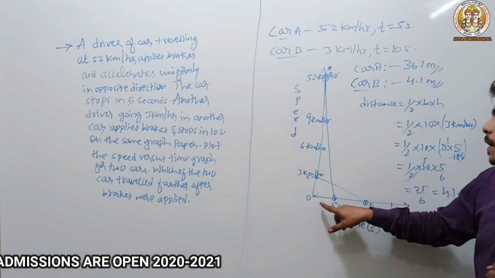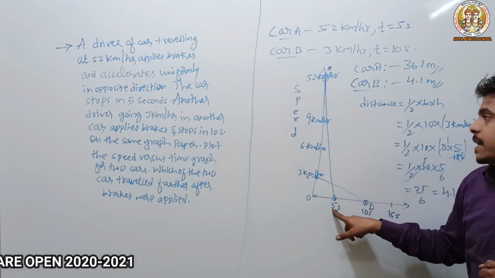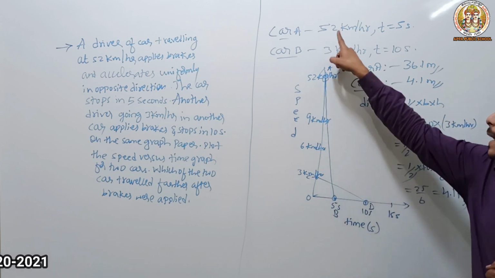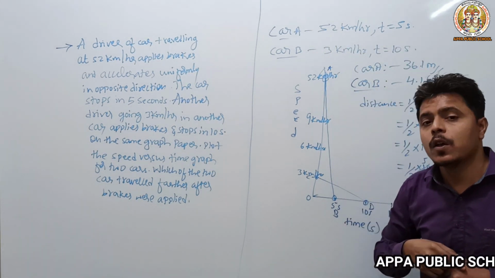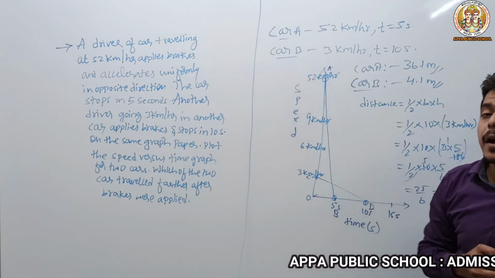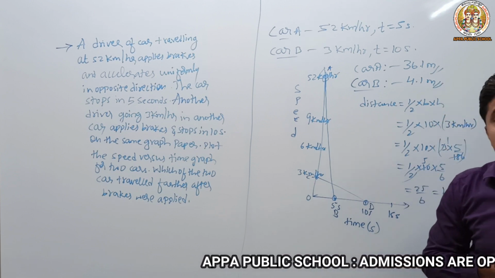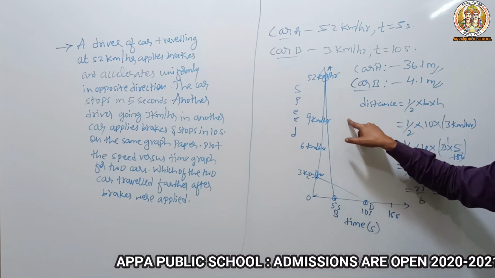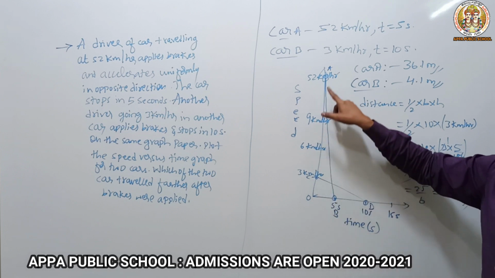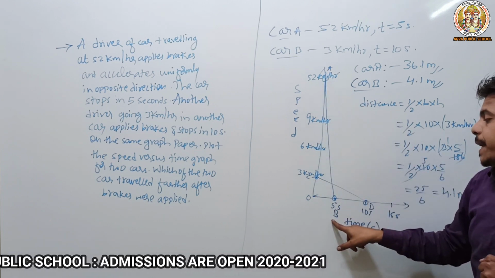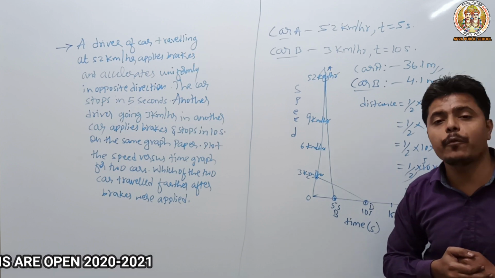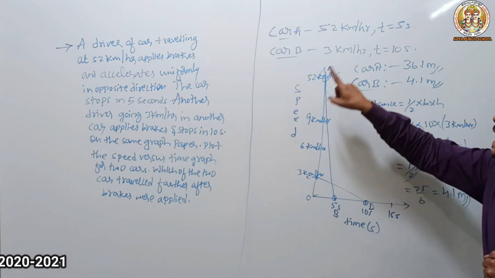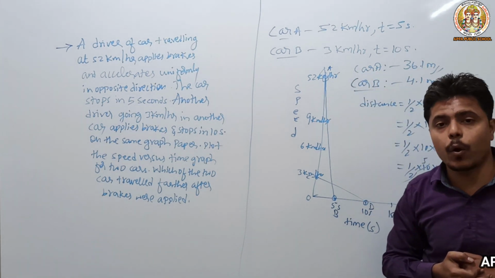So this is nothing but OAB, one triangle for car A. Car A is 52 km per hour, time taken to stop is 5 seconds, and car B is 3 km per hour, time taken to stop is 10 seconds. So what we have done, we have assumed one triangle OAB, and we have got the answer 36.1 meter. The half into base into height formula we have used, and 36.1 meter we got.